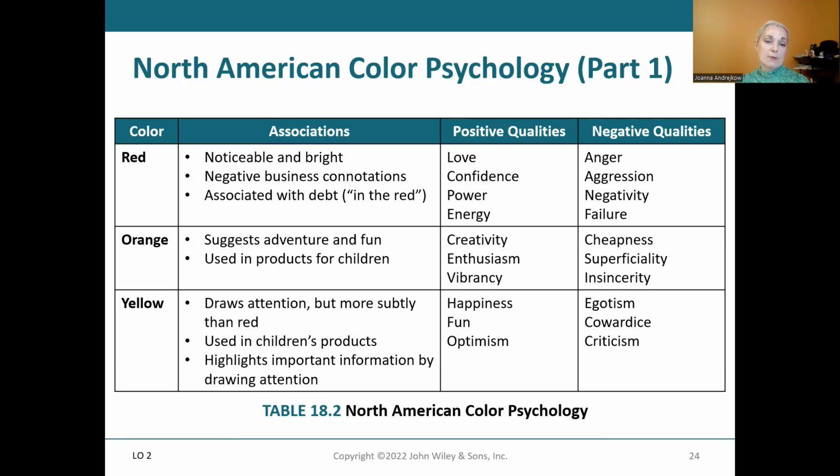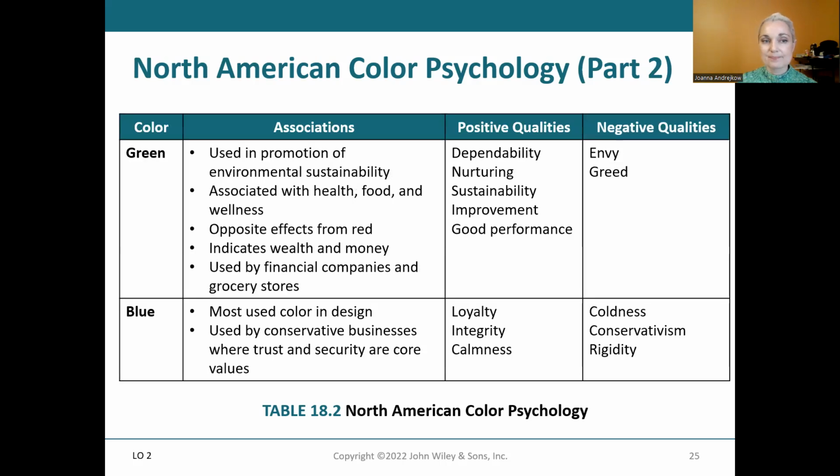Then we have yellow, which draws attention, but more subtly than red. Yellow is used often in children's products. It highlights important information by drawing attention. Think of using a highlighter in a textbook to highlight important information. Yellow is associated with happiness, fun, and optimism. The negative qualities of yellow are egotism, cowardice, and criticism.